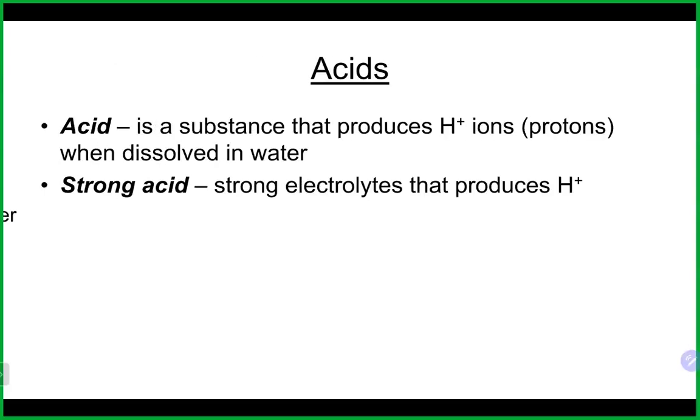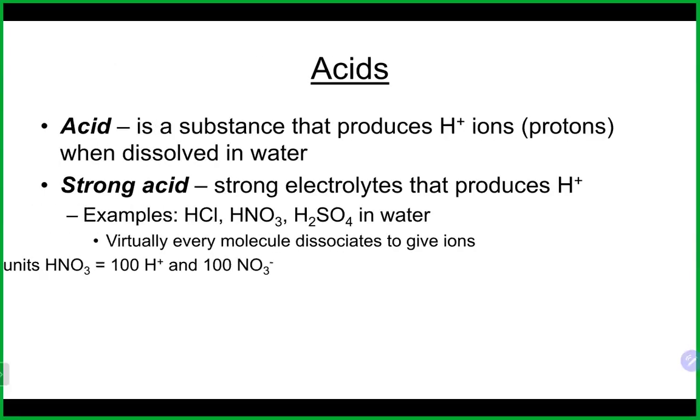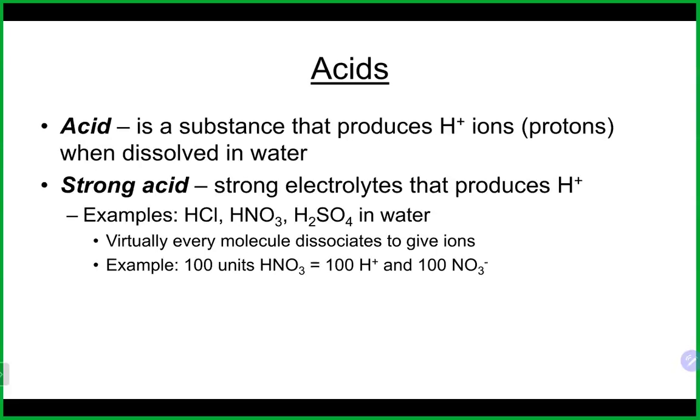So let's talk a little bit about acids. An acid is really a substance that has the ability to produce H+ ions in solution. And when you're dealing with acids and bases, H+, which is the hydrogen ion, and H3O+, which is the hydronium ion, are basically the same thing.